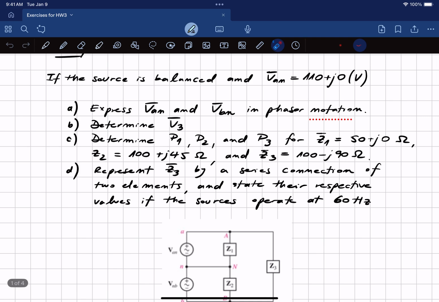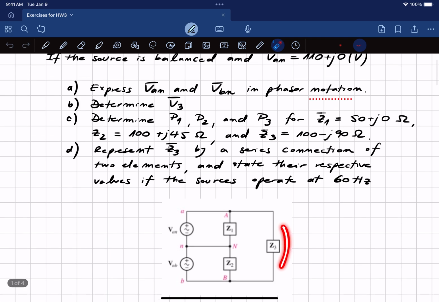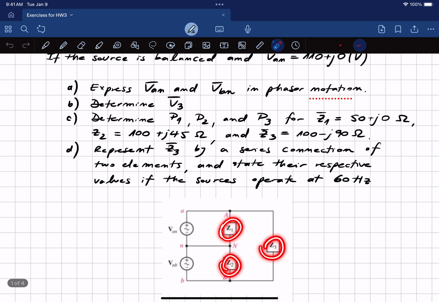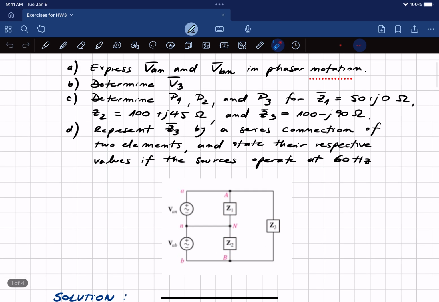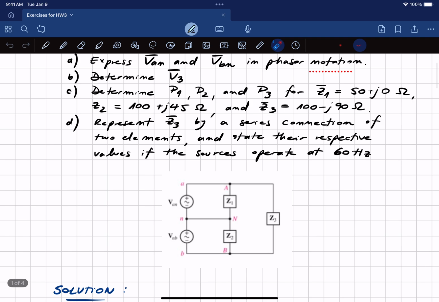Calculate the following. A, express VAN and VBN in phasor notation. Okay, determine V3, which is the voltage at the load Z3. Then determine P1, P2, and P3 given some impedances. So we have those three. We can calculate active power or real power consumed by each impedance. And then represent Z3 by a series connection of two elements. Okay, so let's go for it.